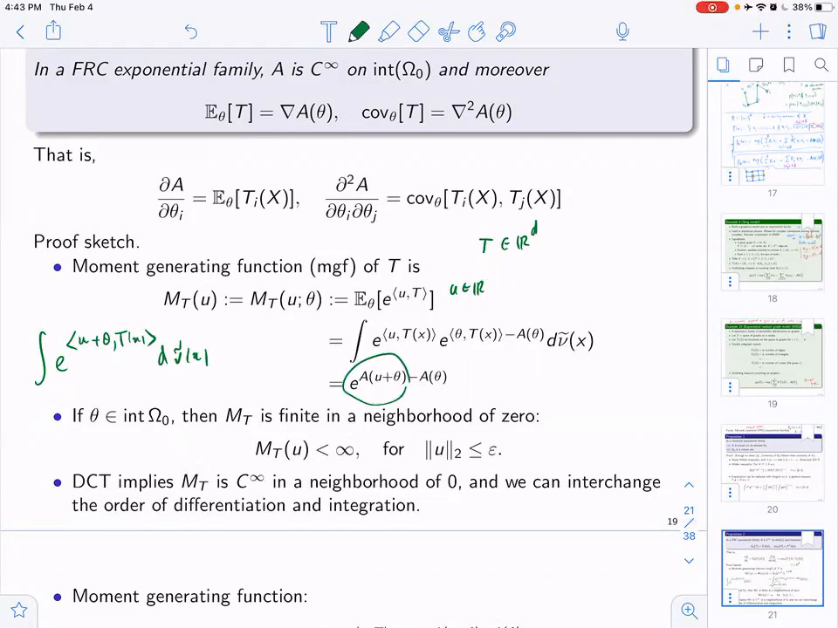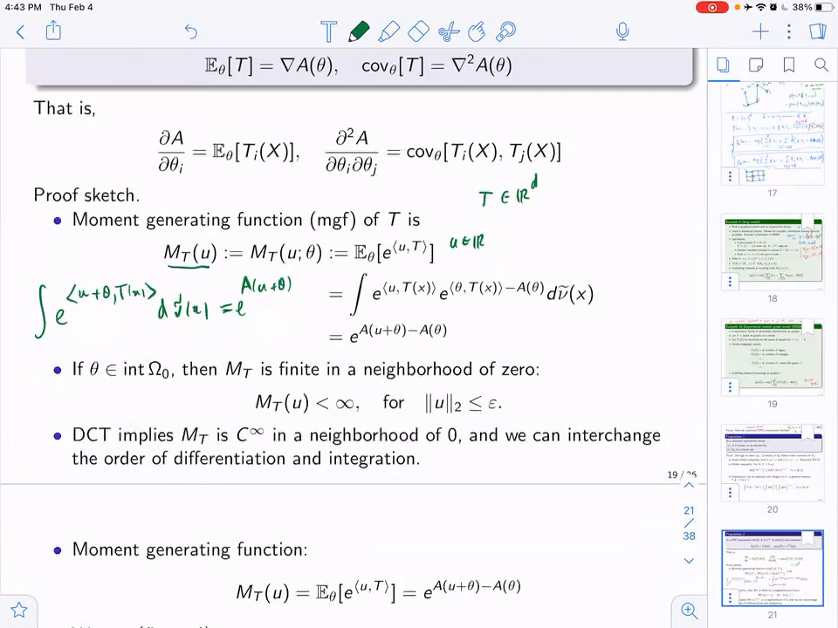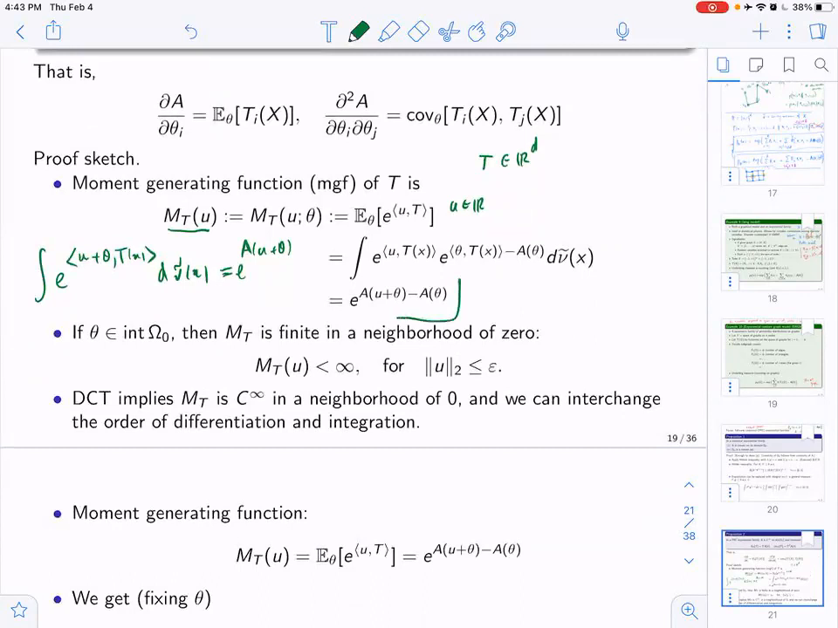Anyone remembers? If you go back to the definition of the log-partition function, this is exactly the definition. So we're just evaluating this log-partition function at this new parameter. That's the interesting part. And the log of this is called the cumulant generating function, the log of the moment generating function. You can see it's related to A. That was another name of A. Okay, so this is the calculation.